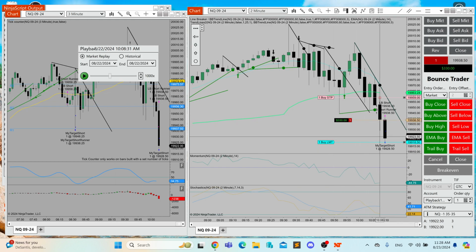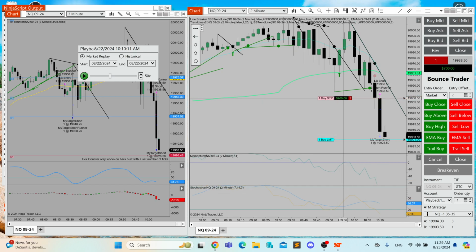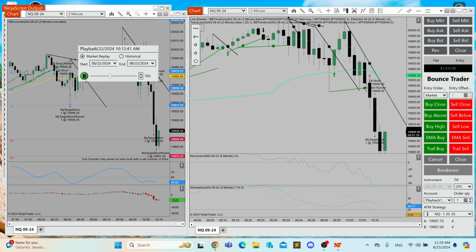Okay, yeah, let's see. But technically, if this bar closes and we still have take profit somewhere here, see, it moved to break even because it's waiting on the close of the bar. So that's how that works.